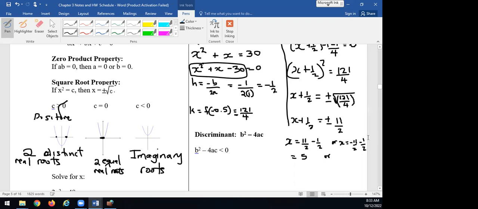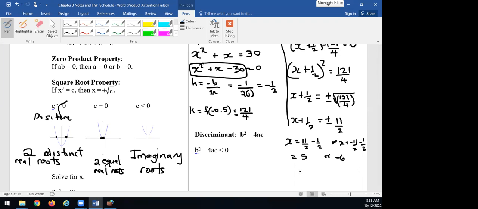Or negative 11 minus 1 is what? Negative 12 divided by 2. That's just positive or negative 6? Negative 6, right? So those are your two solutions, 5 or negative 6.